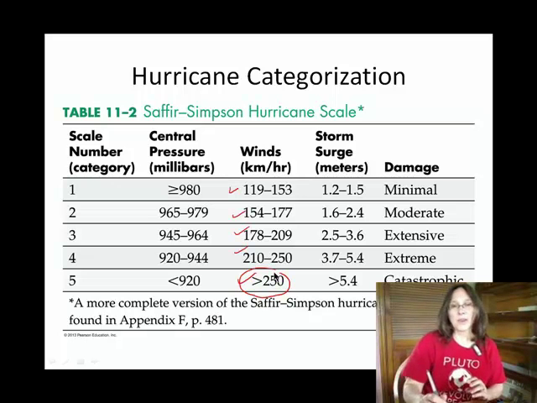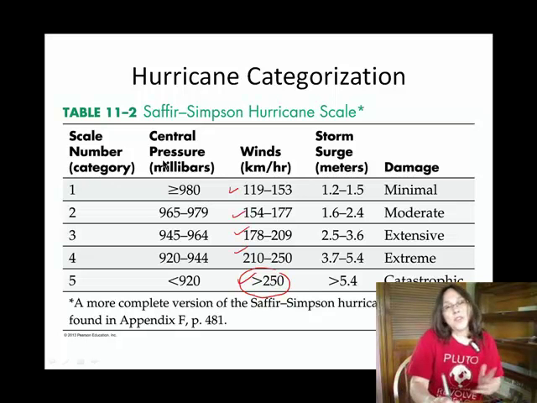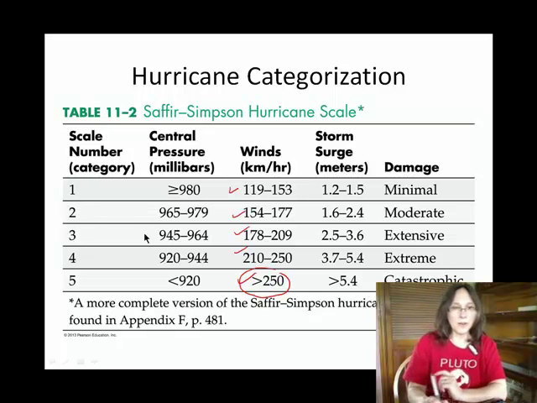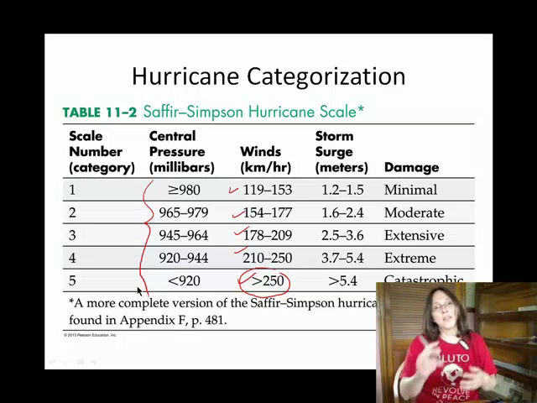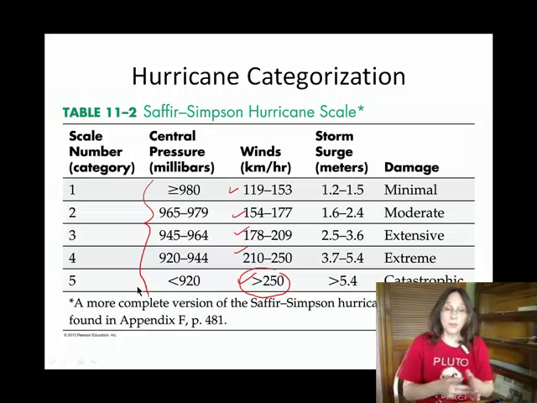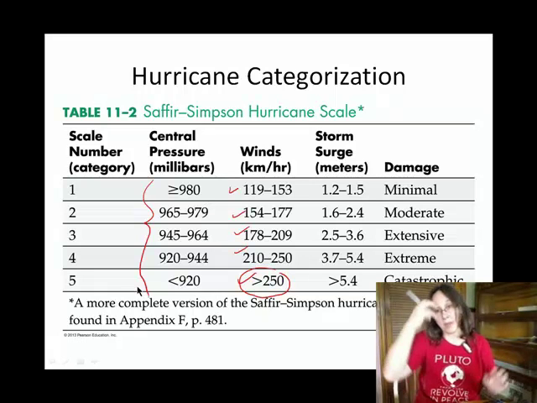Let's see, what else did I want to say? Not so surprising then, the central low pressure, the column next to the Cat 1 through 5, how low that central low pressure is also an indicator of the strength of the hurricane, because it goes lockstep with the strength of the winds.